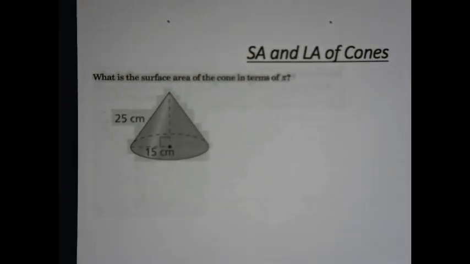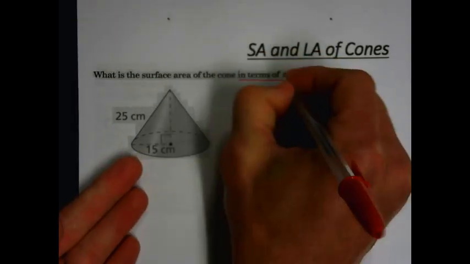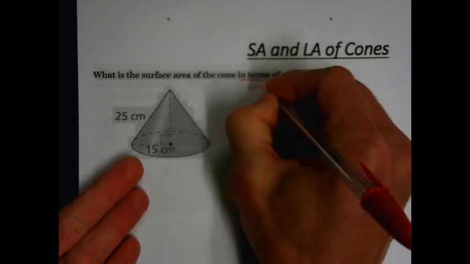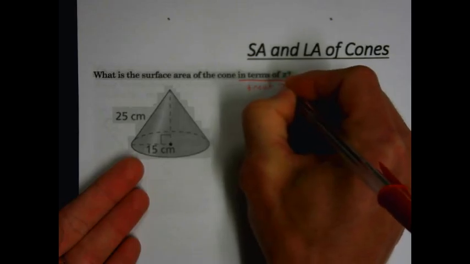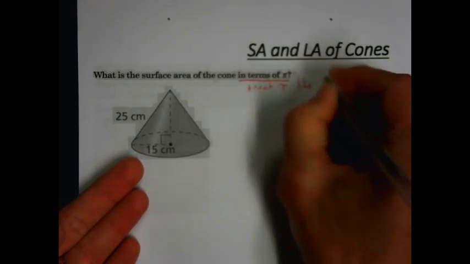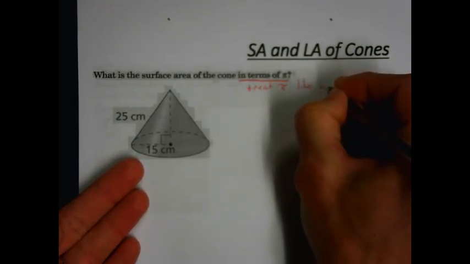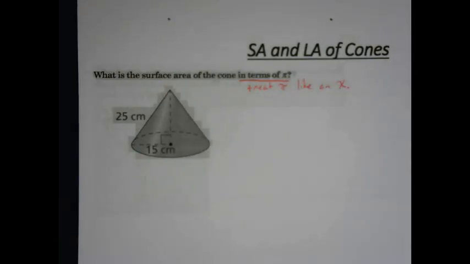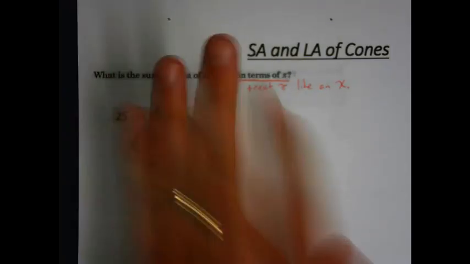So here we have our first example. We're going to find the surface area in terms of pi. So here comes that word again, in terms of pi. What does that mean? That means we're going to treat pi like an x, like a variable. We're not going to think 3.14. Just like we talked about in the cylinders, you got to ignore that 3.14 thing. We're going to treat pi just like an x.